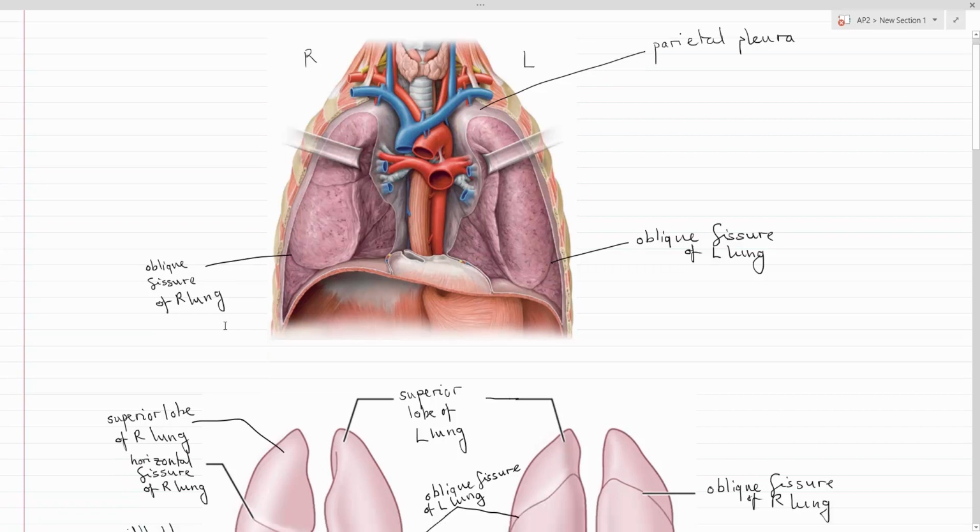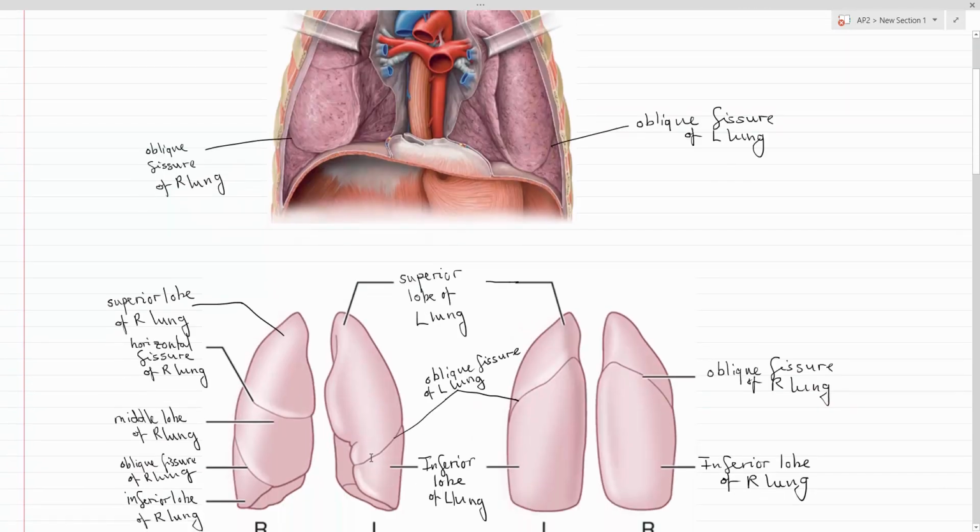One thing I just wanted to notice, maybe I can go back over here. This little notch that you see here on the left lung, and the reason why the left lung is smaller, is called the cardiac notch. And that's obviously where the heart sits. So the left lung is smaller because the heart more or less butts into it and takes up that volume of space.